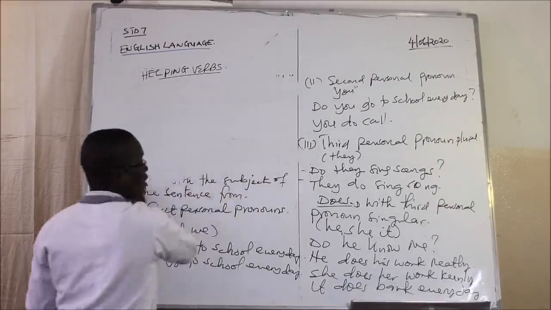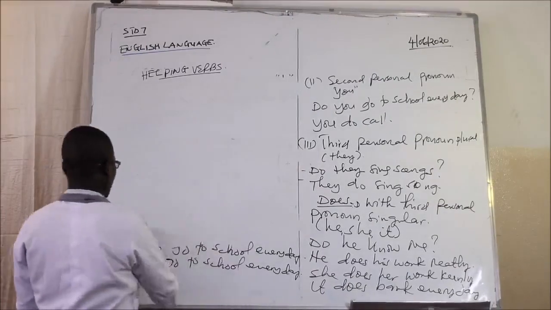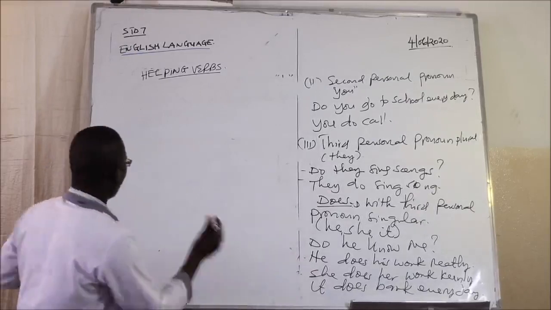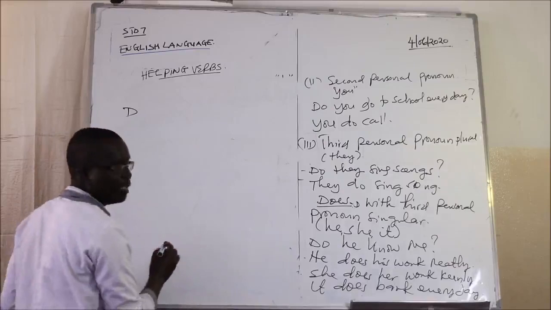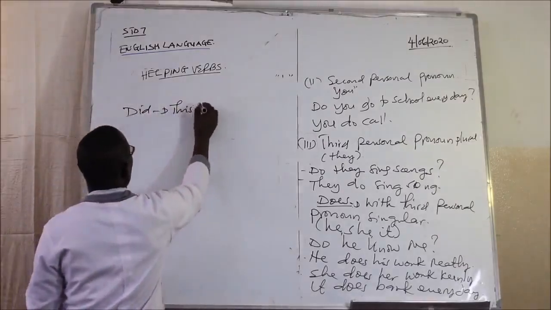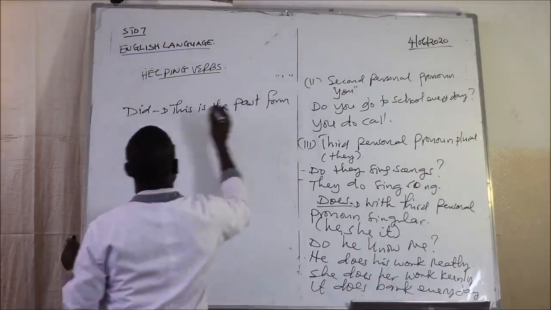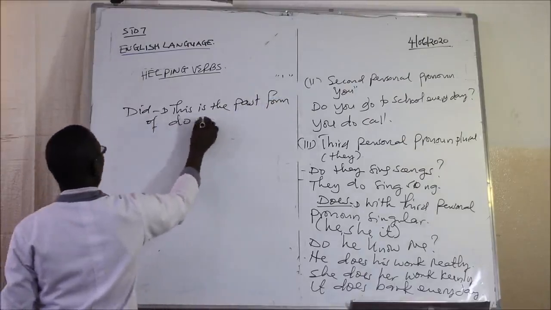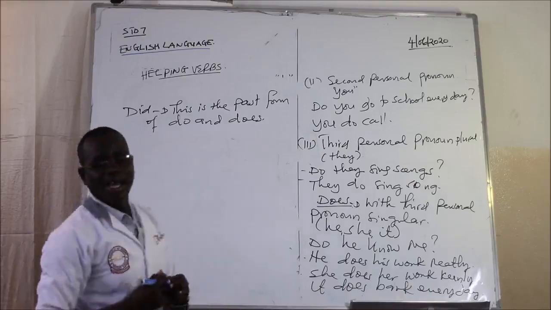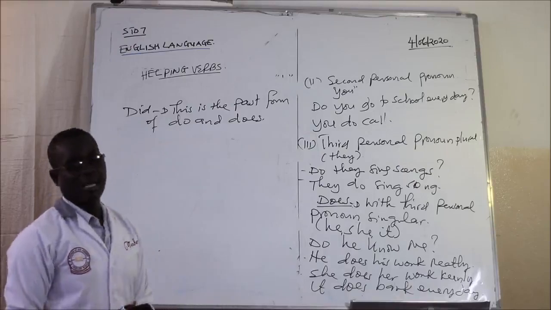Finally, let us see helping verb did. I told you that did is the representation of helping verb do and does in past form. Therefore, did is the past form of do and does.